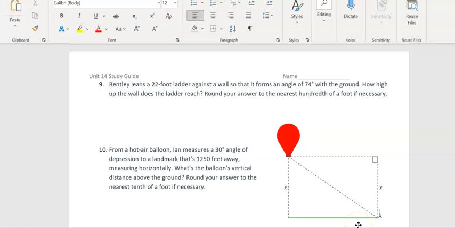So one type of word problem that you will see is the traditional leaning a ladder up against a house. So in this one, we've got Bentley leans a 22-foot ladder against a wall so that it forms an angle 74 degrees to the ground. So we're always going to assume that the wall is 90 degrees to the ground, then the ladder is forming a 74 degree angle. How high up the wall does the ladder reach? That means our x is over here.